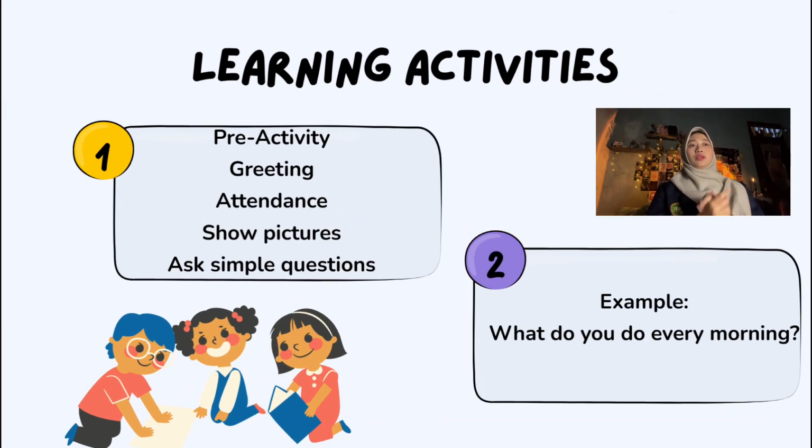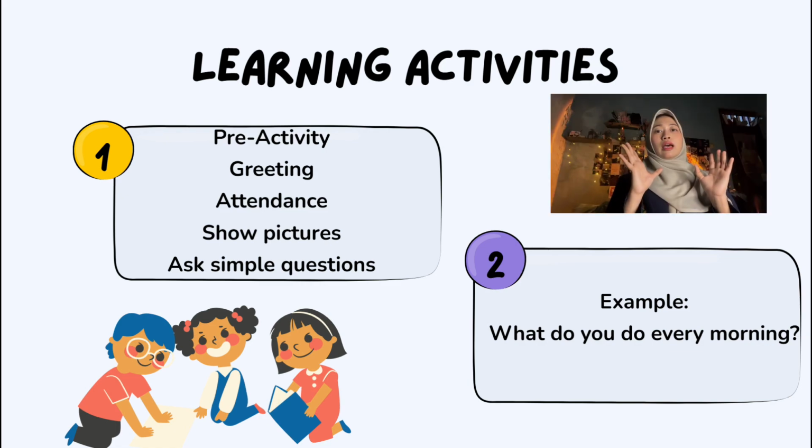The lesson begins with the pre-activity. First, I greet the students and check attendance. Then, I show several pictures of daily activities. After that, I ask simple questions such as, what do you do every morning, or what time do you wake up? These questions activate students' background knowledge and encourage them to communicate in English.